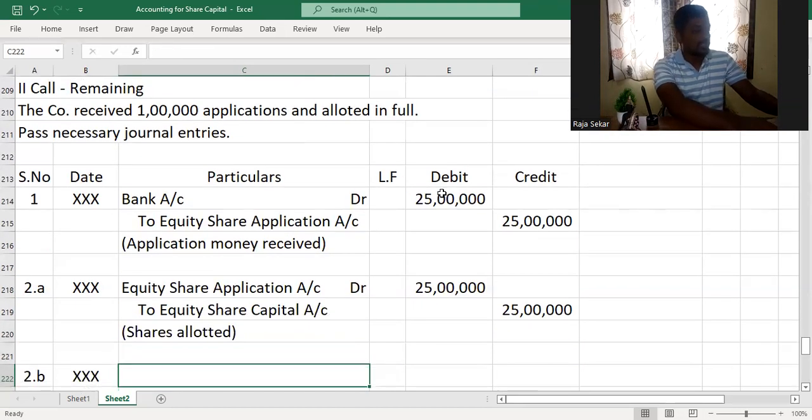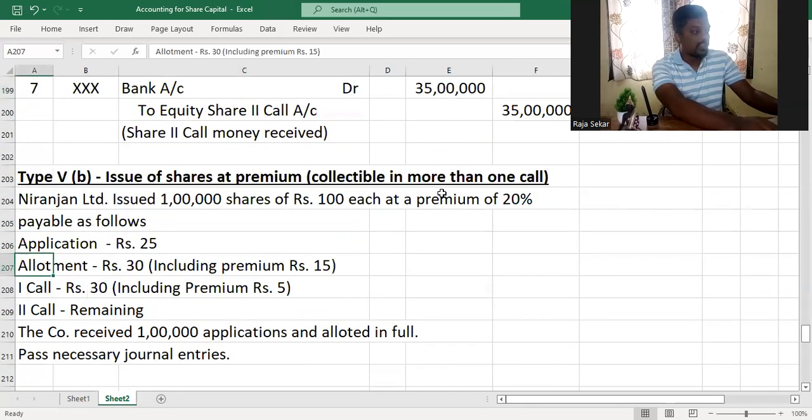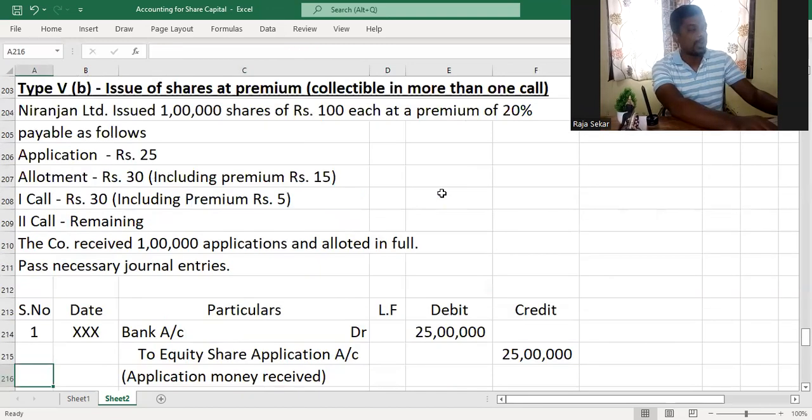And the next transaction would be making the allotment money due. We got to be a little careful when we are making the allotment money due whenever there is securities premium. You see here, along with allotment, we are supposed to get 30 rupees per share, right? Out of the 30 rupees, 15 rupees is the premium portion. So the remaining 15 only is the capital portion.